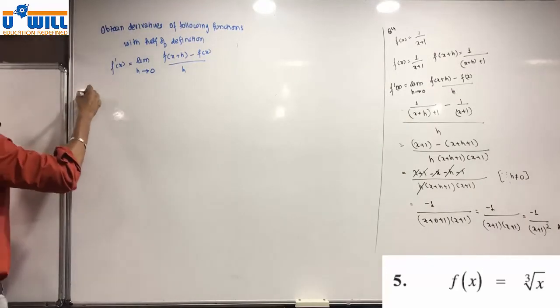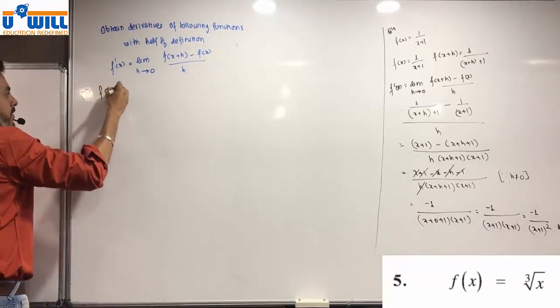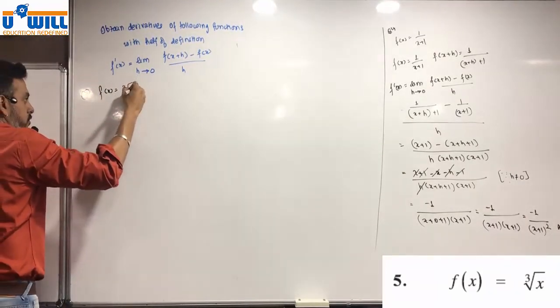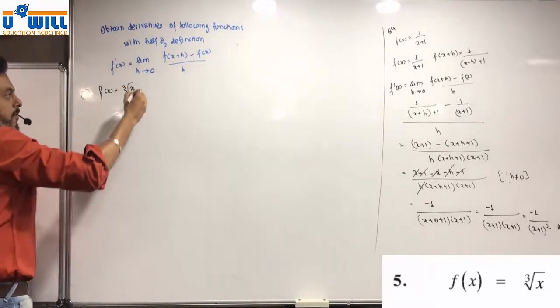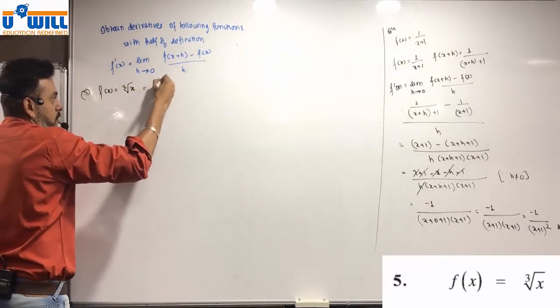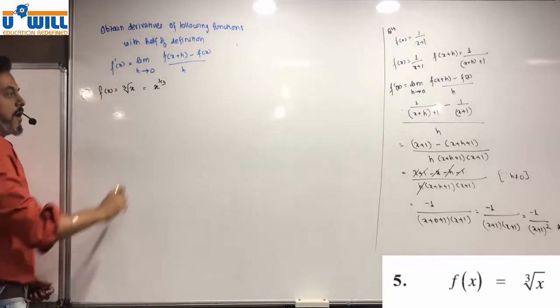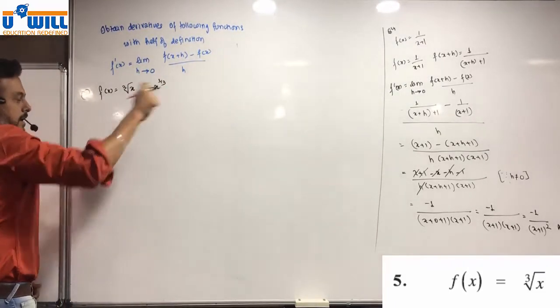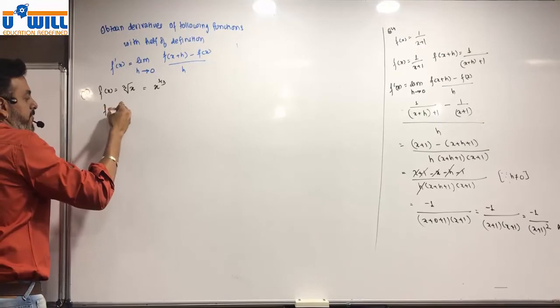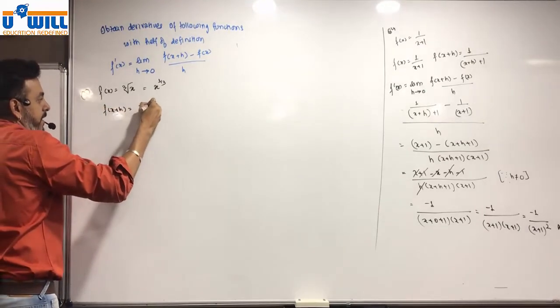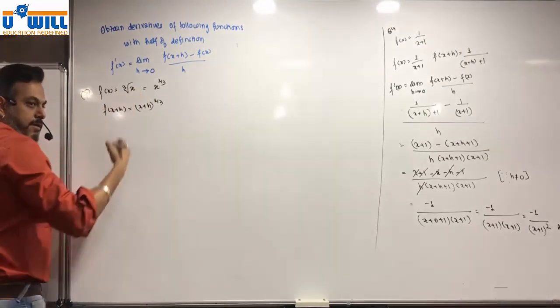Fifth, function of x is equal to cube root of x. Can I say which is equal to x raised to 1 by 3? This is how you should do it. Now, function of x plus h is equal to (x plus h) raised to 1 by 3.